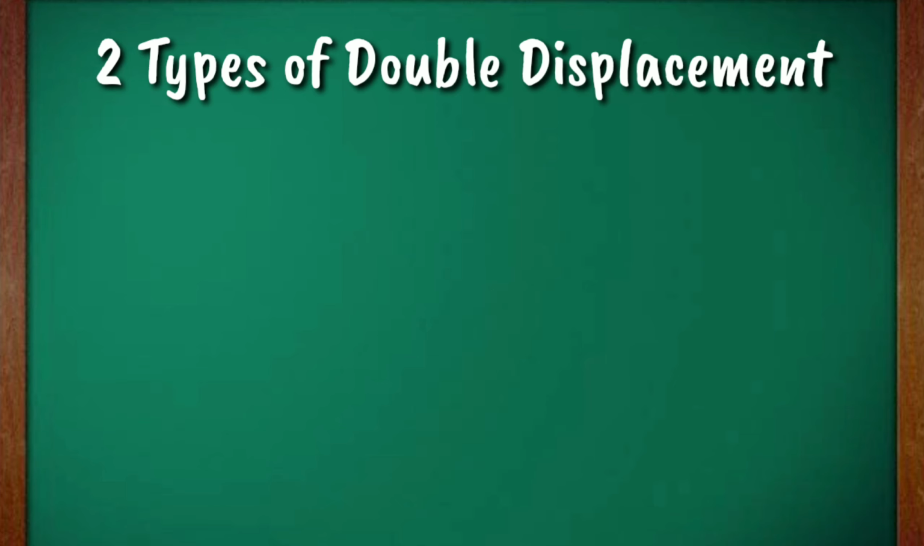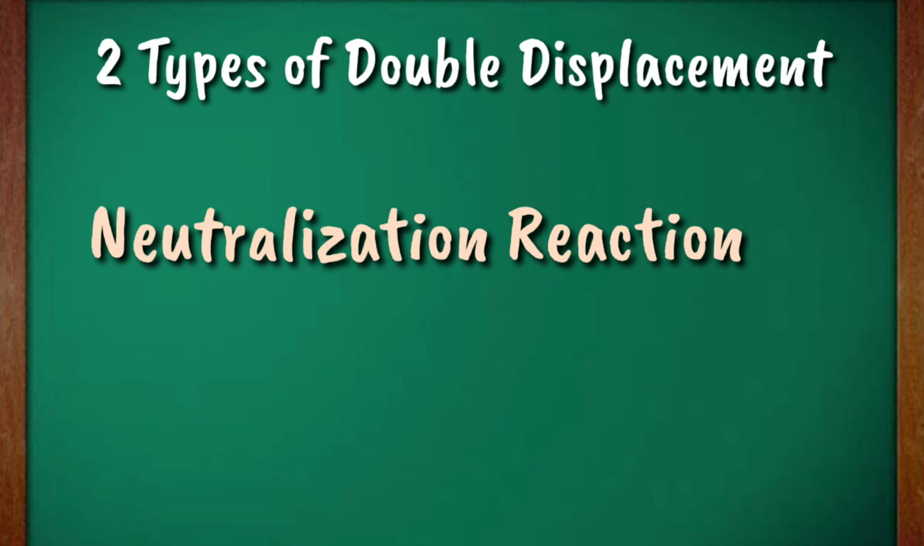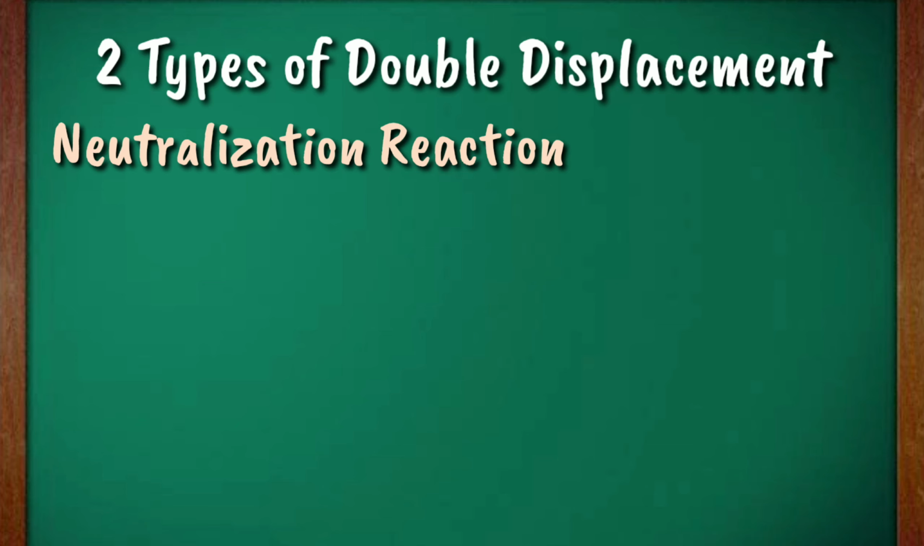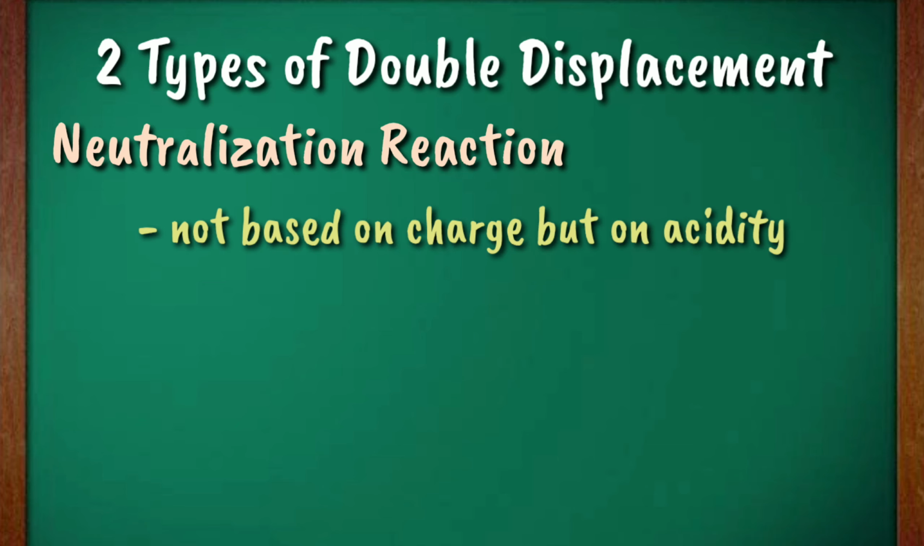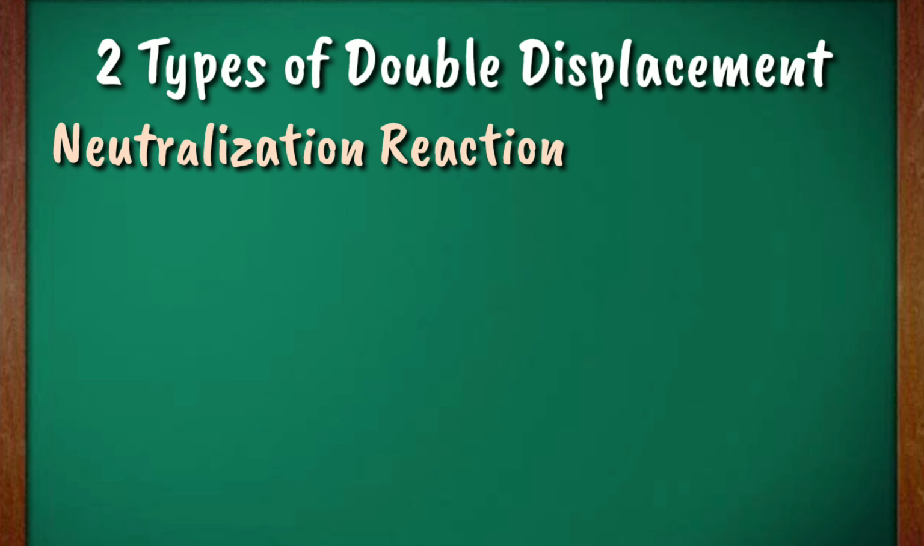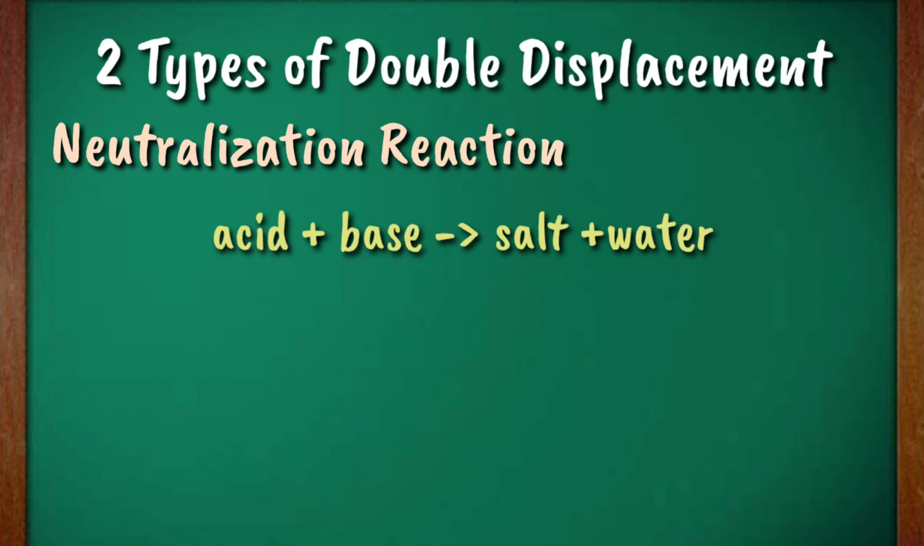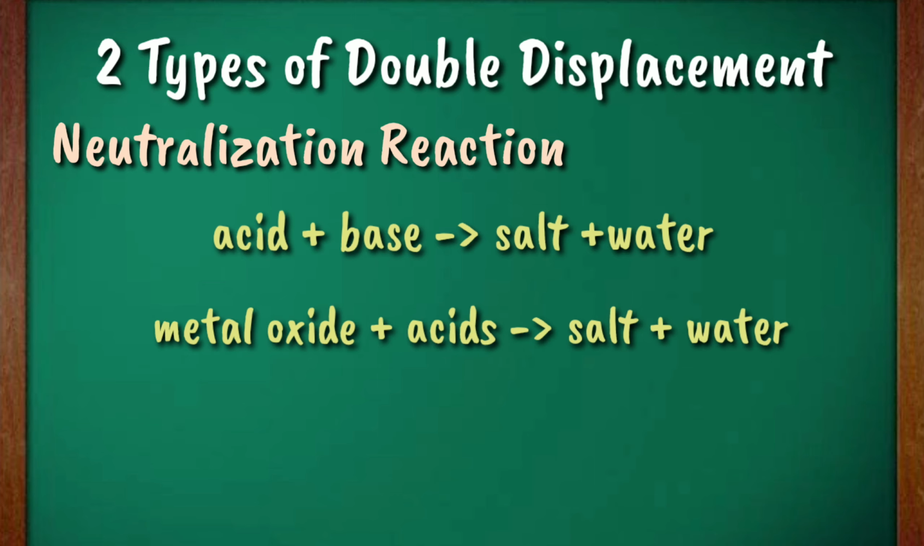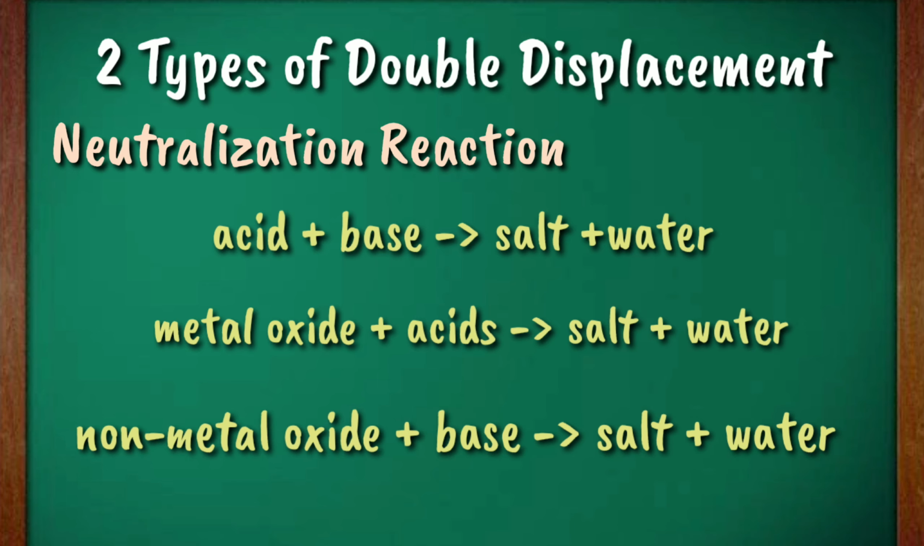Another double displacement reaction is the neutralization reaction. The neutralization in its name is not actually based on the charge but on acidity. This reaction always yields salt plus water. The three reactions under neutralization are: acid plus base will result in salt plus water. Next is metal oxide plus acid will produce salt plus water. Non-metal oxide plus base will produce salt plus water.